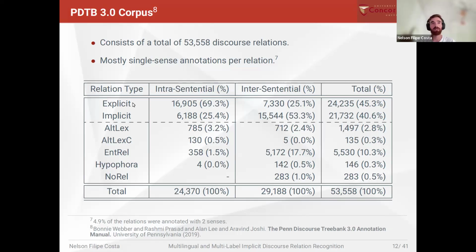In this work, I'll mostly talk about explicit and implicit relations, and I'll pay special attention to implicit relations, which are the ones that are more ambiguous because we don't have the explicit connective giving us the semantic cue as to what relation we have between the 2 arguments. The PDTB corpus was annotated, as most corpora in the discourse world are, with a single sense. And I say mostly because there's 4.9% of the implicit relations where the expert annotators couldn't agree on a single sense, so they were annotated with two senses.